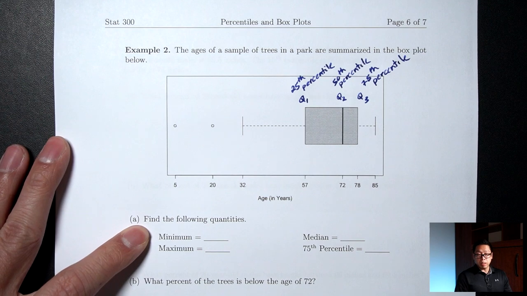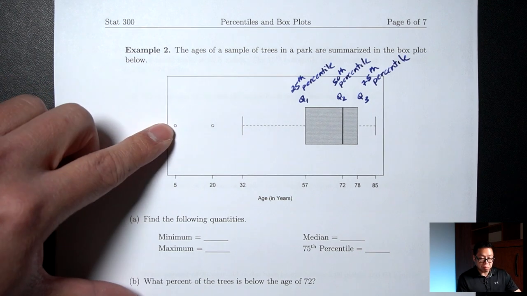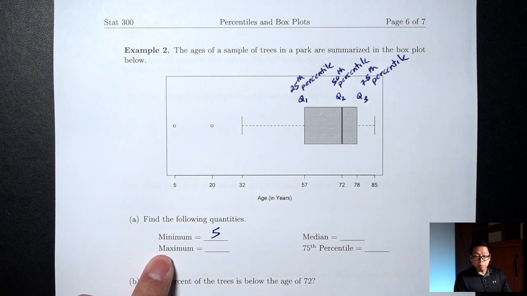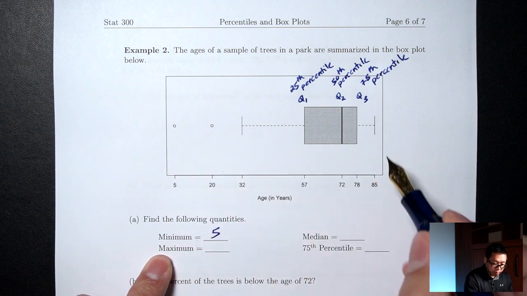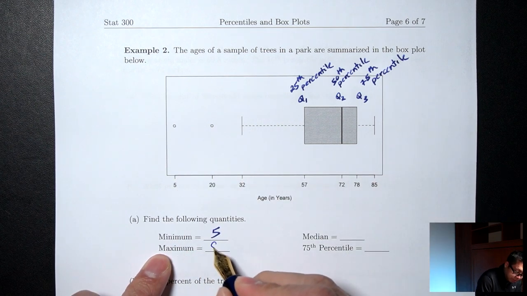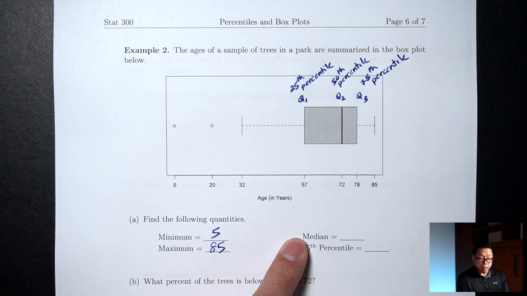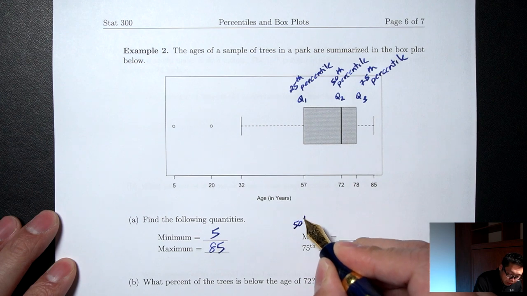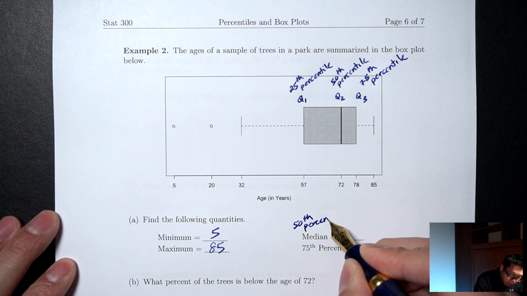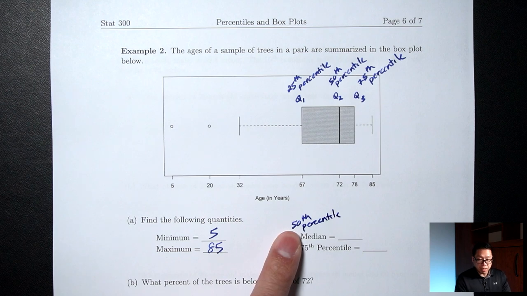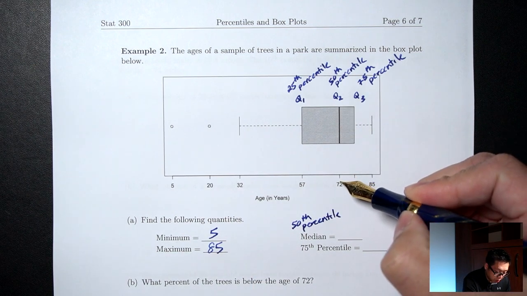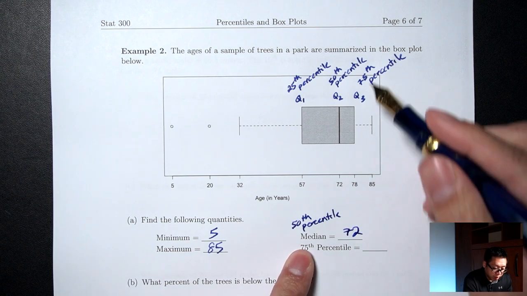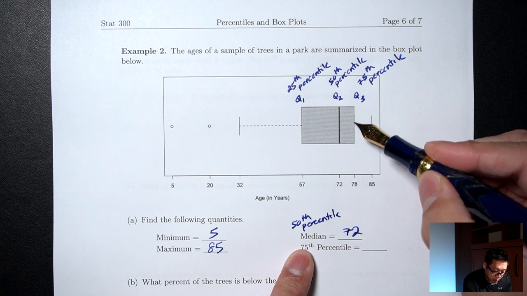Minimum. Minimum is the lowest number in your data, so it's the lowest number that you see on your graph. It's 5. Maximum, the highest number, 85. Median, remember, median is the same thing as saying the 50th percentile, which is the same thing as saying Q2. Q2 is 72. The 75th percentile is the same thing as Q3, and Q3 is 78.